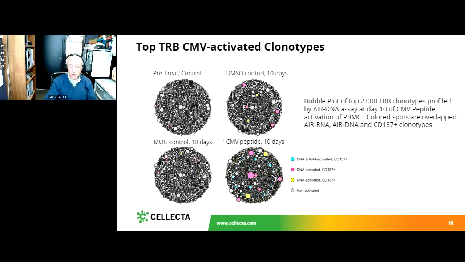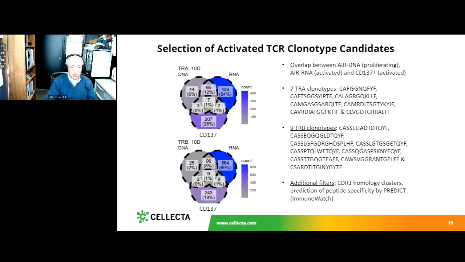To do this, we believe the best strategy is to look at the overlap between different data sets. It can be, for example, rDNA or rRNA, or sorting of these cells based on the secretion of the activation marker CD137. Overlap between these different data sets can give you a set of candidate T cell receptors which are activated by a specific peptide.